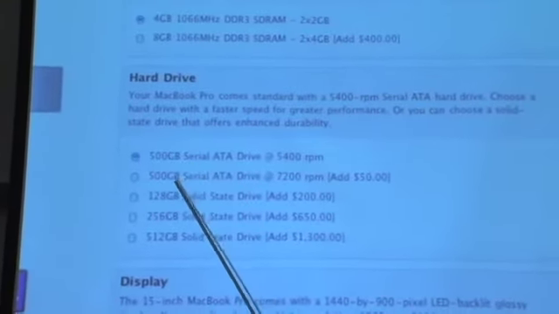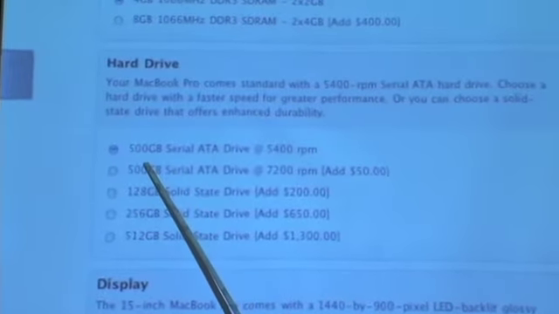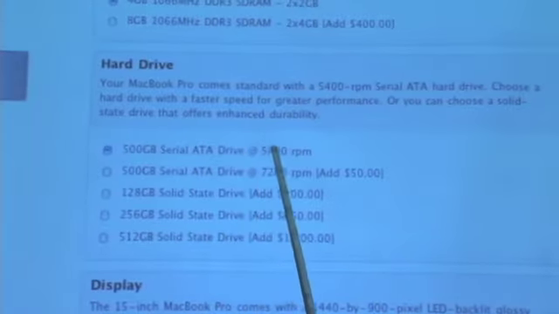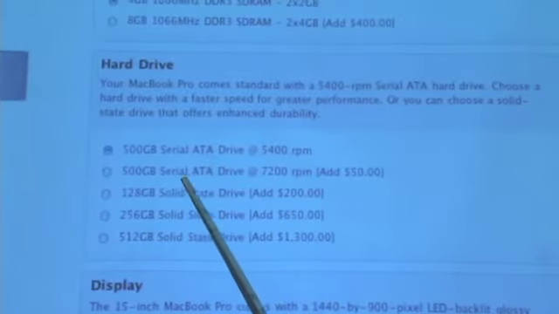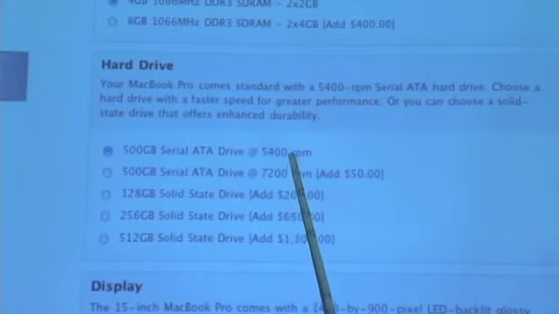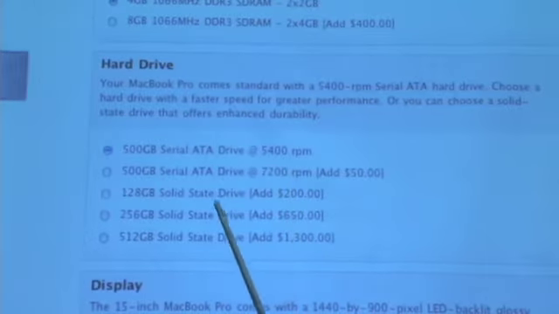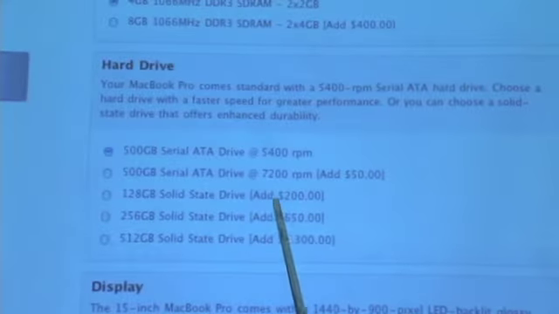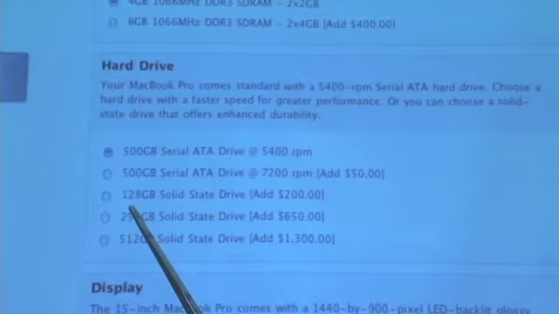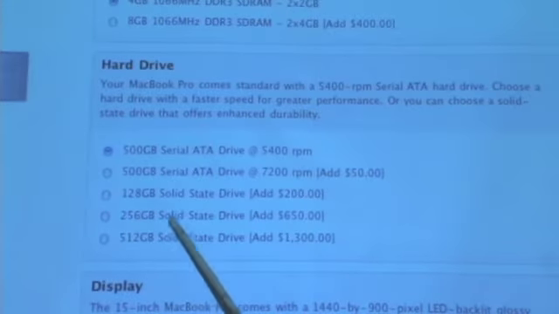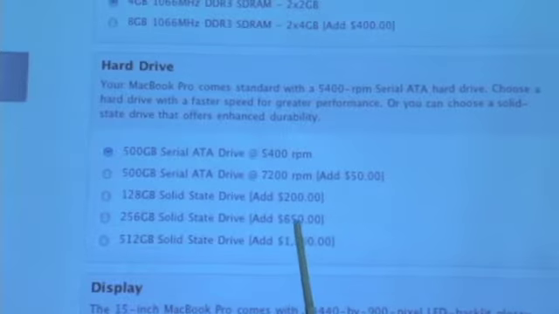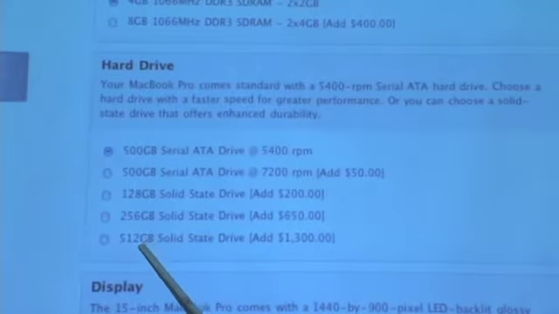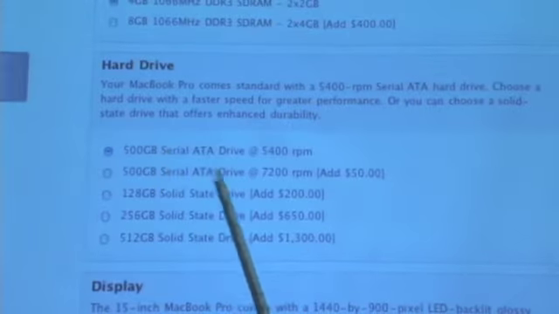What about this? Unfortunately, this is not as simple as small, big, bigger, because here we have a 500 gigabyte serial ATA drive at 5400 RPM, and a 500 gigabyte serial ATA at 7200. So presumably bigger is better for some reason. Back to that in a moment. But then wait a minute, this seems like a step backwards, and yet they're messing with me. For $200 more, I can have 1/4 the space, pretty much. That seems a little curious. Or I can have twice that space, but I can spend $650 more. Or to get 512 gigabytes, so 12 more gigabytes than the default option, I can spend $1,300. So what the heck is going on here?